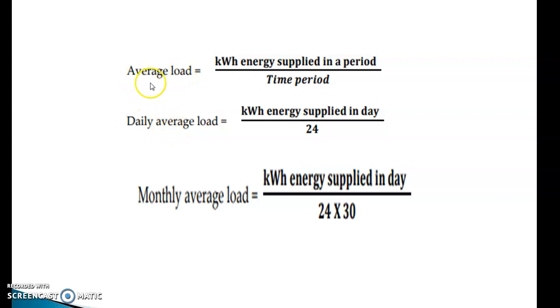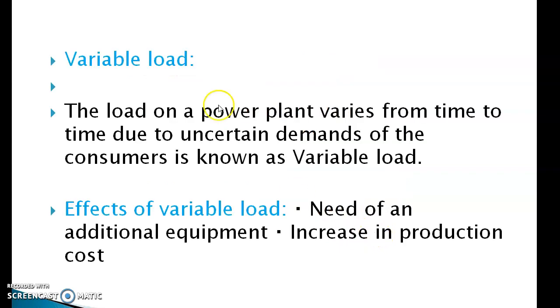First one is average load. Average load is equal to kilowatt hour energy supplied in a period divided by time period. Daily average load, that is kilowatt hour energy supplied in a day divided by 24. Monthly average load, kilowatt hour energy supplied in a month divided by 24 into 30.